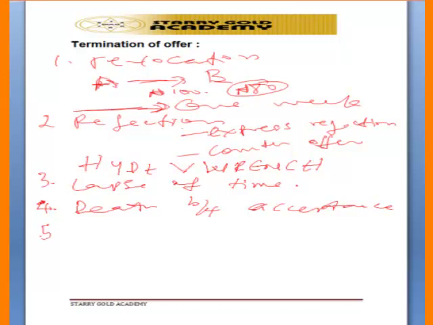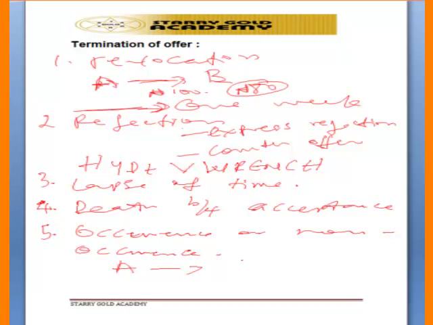Then we have number 5, occurrence or non-occurrence of condition. So if Mr. A should announce that he is to sell his biro to Mr. B, as far as Jelili remains the governor of Lagos State, it means that the offer will remain open as far as Jelili is still the governor of Lagos State. So after Jelili is no more in office, the offer lapses. That's what we call occurrence or non-occurrence of condition.